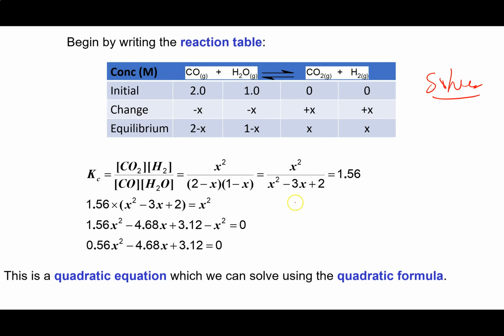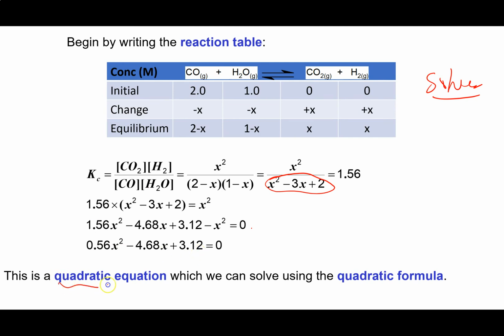Then we're going to collect everything on one side. The first thing I'm going to do is multiply everything by what's on the bottom line on both sides. So that will get me to there. Then I've got to distribute this, which is what I've done there. I've also brought over the X squared so that it equals 0. Then I'm going to collect these like terms, these X squared terms, and that gives me this expression.